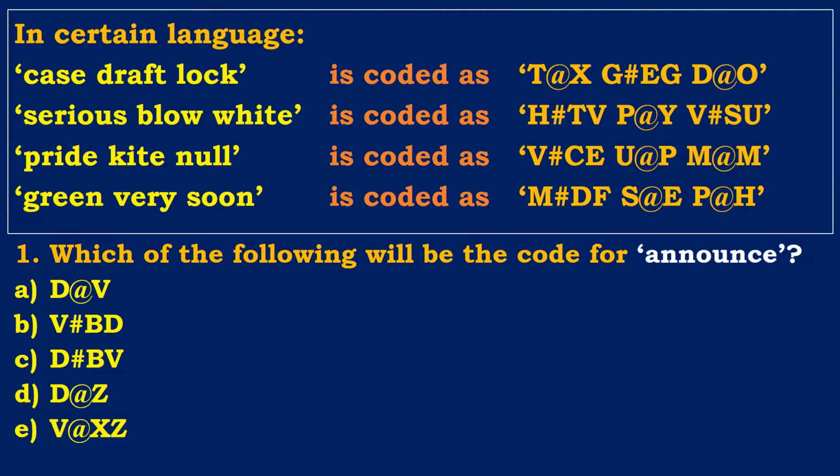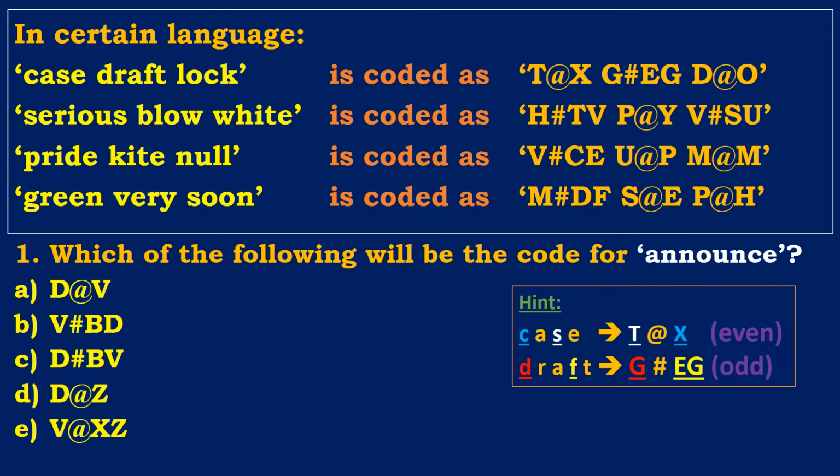Example 2. In a certain language, words are coded as either letter symbol letter format or letter symbol letter and letter format. Case 1. In letter symbol letter format, the second last letter is coded as the next letter, while the first letter of the word is reversed. It is also noticed that the number of letters in the given word is even.